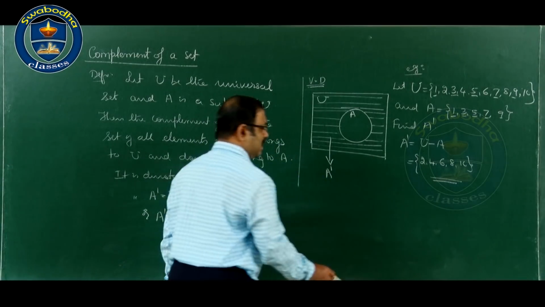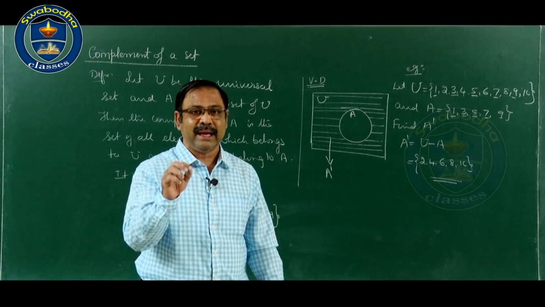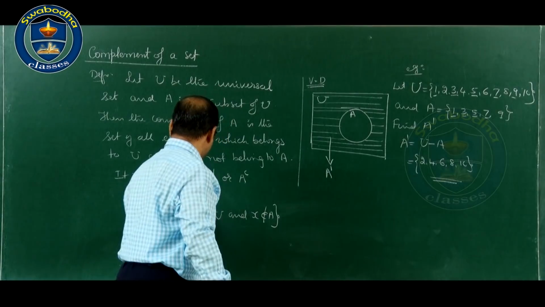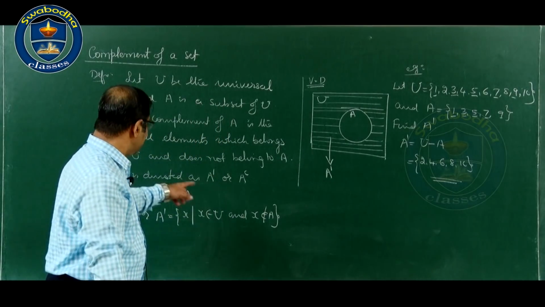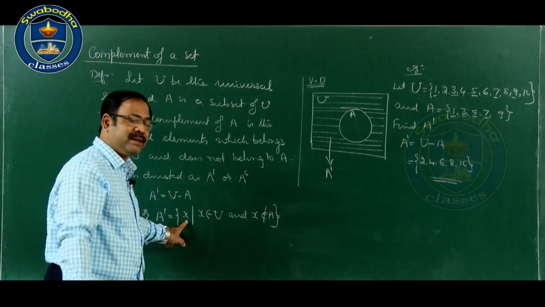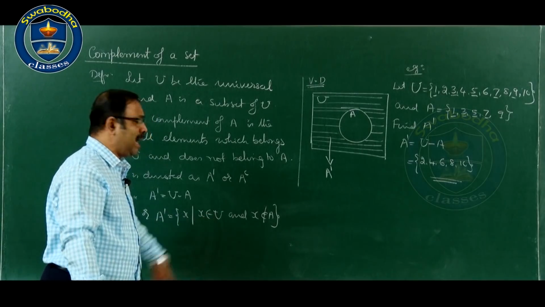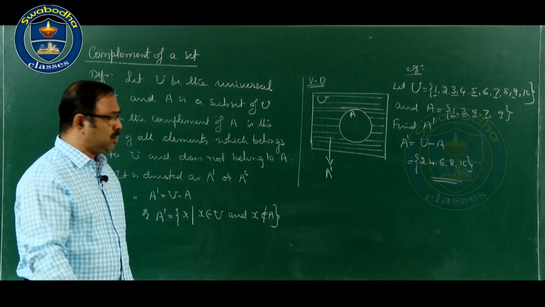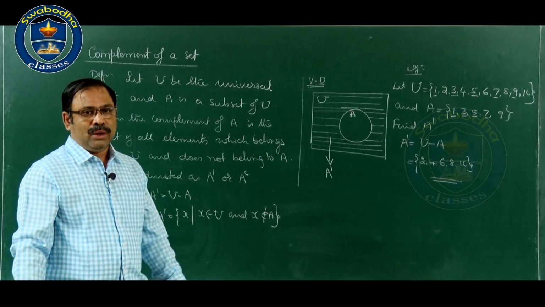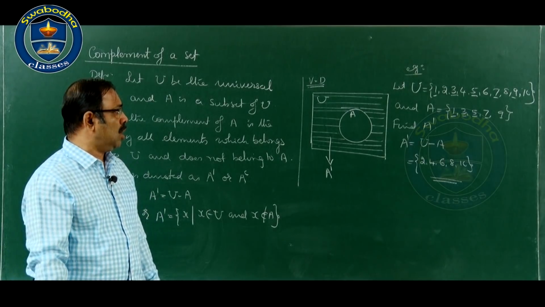Therefore, A complement is 2, 4, 6, 8, 10. Have you understood this? What is A complement? A complement is equal to U minus A. It is the set of all x such that x belongs to U and x does not belong to A. Hope that this idea is clear to all.